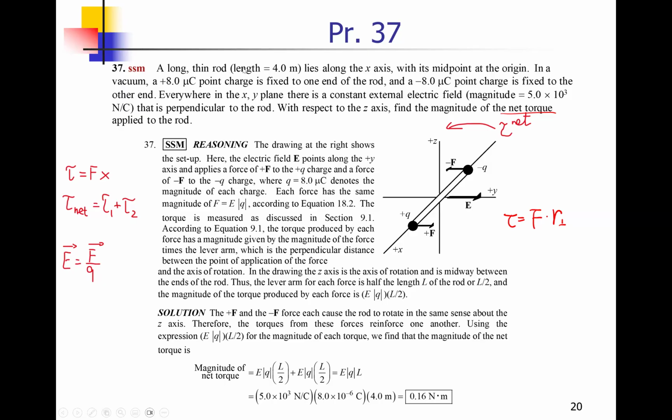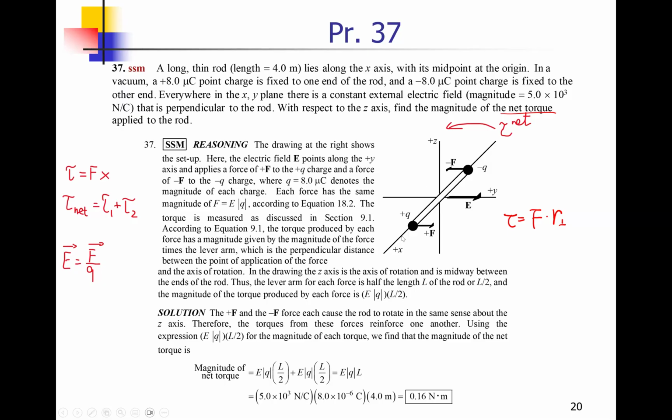We have a long thin rod like here, which is 4 meters, and it lies along the x-axis. This is a three-dimensional picture. So it lies along the x-axis like this here, with its middle point at the origin. So the middle point is the origin. In a vacuum, an 8 microcoulomb charge is fixed to one end. So this little guy here is fixed to one end of the rod. And then here, a negative 8 microcoulomb point charge is fixed to the other end.